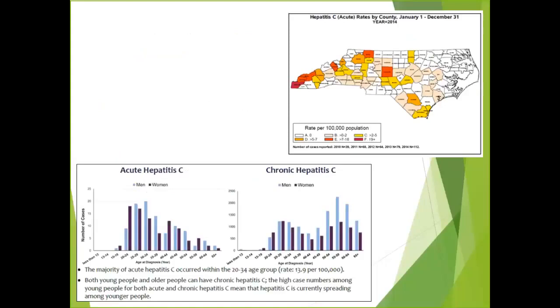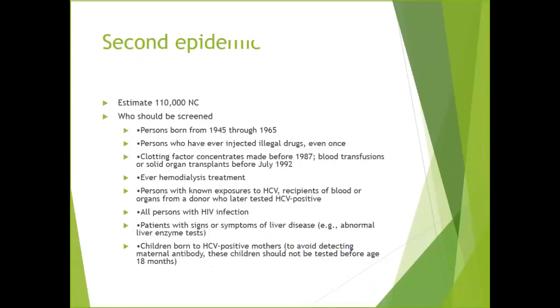In the western part of the state, this heat map demonstrates the orange counties are where the rates exceed 19 per 100,000 population. And then we have the acute and the chronic Hep C. What you can see here is a bimodal distribution: acute Hep C in younger patients, and chronic Hep C in our older patients. And again, part of this is because of reporting issues.